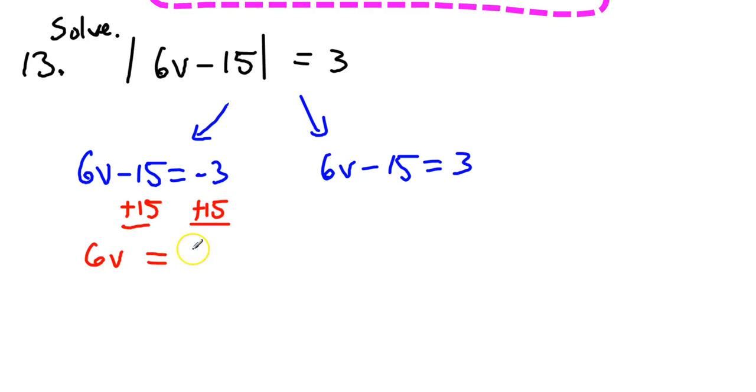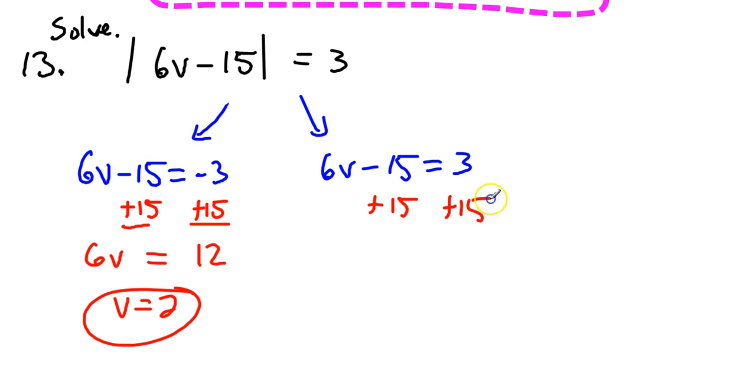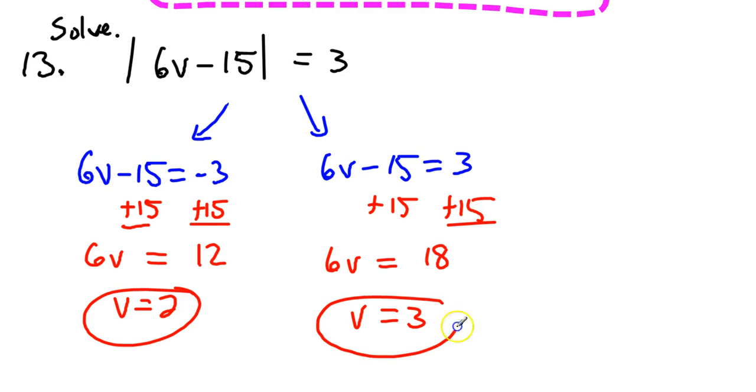So working with the left-hand side, you get 6v equal to 12, or v equal to 2. Right-hand side, 6v equal to 18, or v equal to 3.